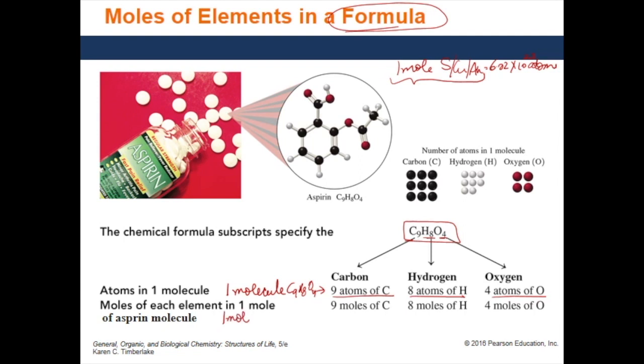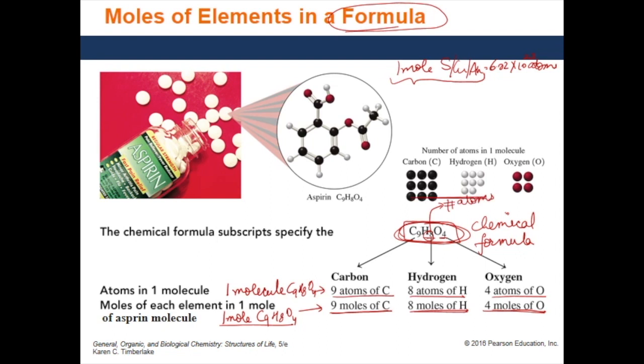Similarly, we can say that 1 mole of C9H8O4 consists of 9 moles of carbon, 8 moles of hydrogen, and 4 moles of oxygen. So the number of atoms in a molecule is the same as the number of moles of that atom in 1 mole of that molecule. The symbol that you're seeing here is called a compound chemical formula, and each subscript tells us how many atoms are present in that particular compound.